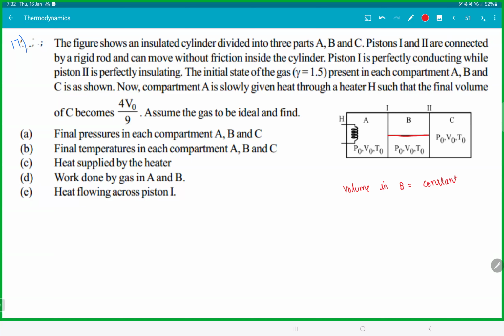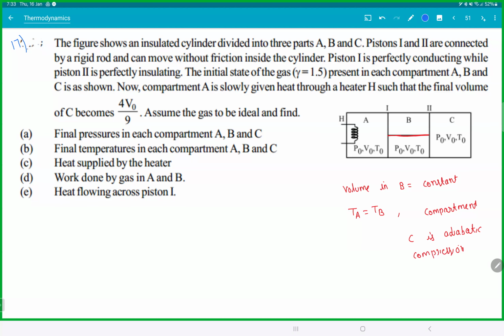Piston 1 is perfectly conducting. So that means the temperature between these two will remain the same. Temperature in compartment A will be equal to temperature in B. While piston 2 is perfectly insulating, it means container C is going through adiabatic expansion. Compartment C is an adiabatic process, adiabatic compression. Initial state present in compartment and so on. Now compartment A is given heat slowly. Final volume of C becomes 4V naught by 9.